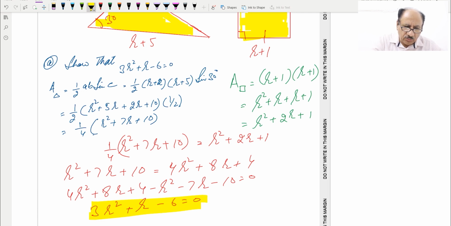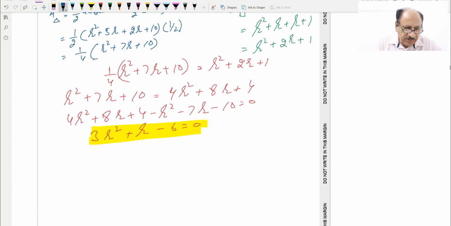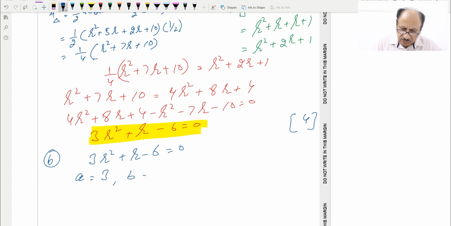Hopefully you understood this. Now the b part says we need to solve this equation, 3r square plus r minus 6 is equal to 0. This is what we need to solve. So this previous part was a 4 marks part and it was easy, straightforward. We just need to compare the areas. Now we can solve this by the quadratic formula. a is equal to 3, b is equal to 1 and c is equal to minus 6.